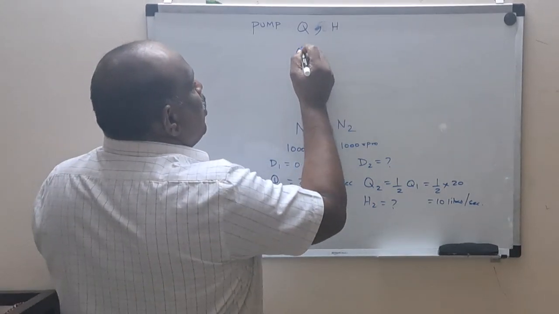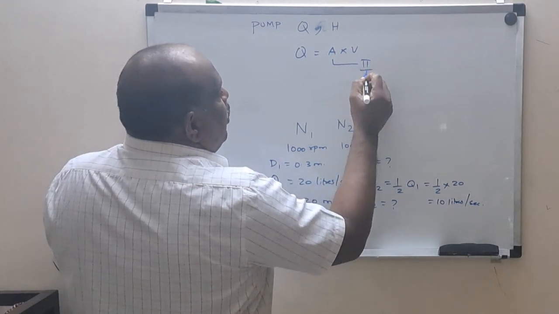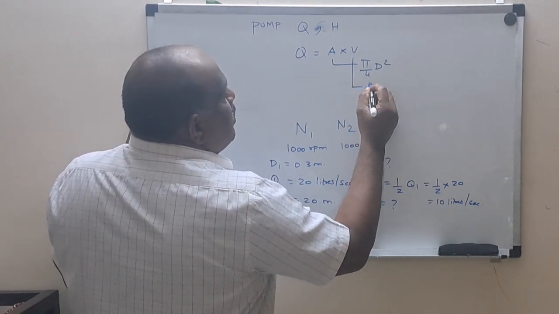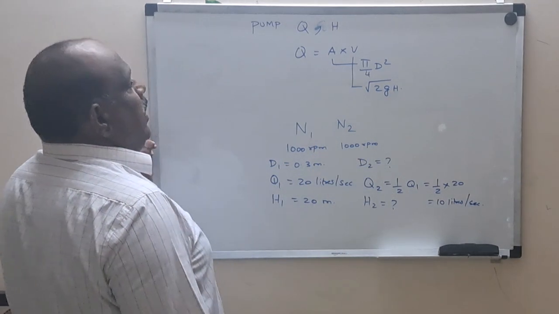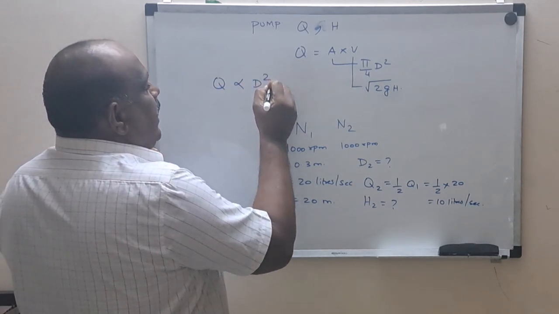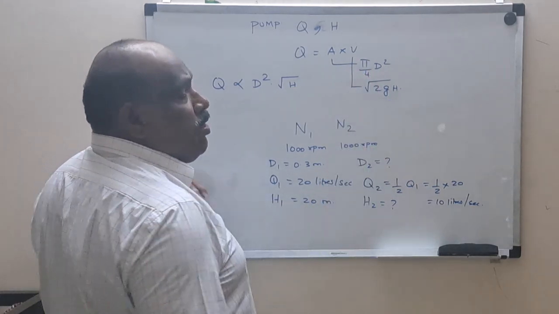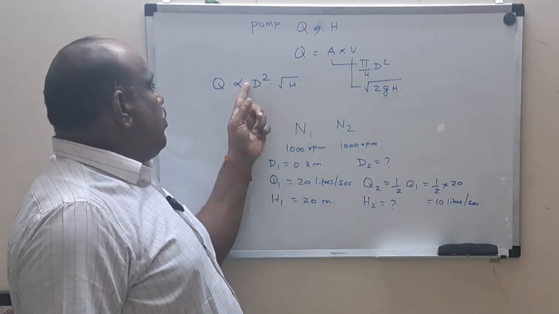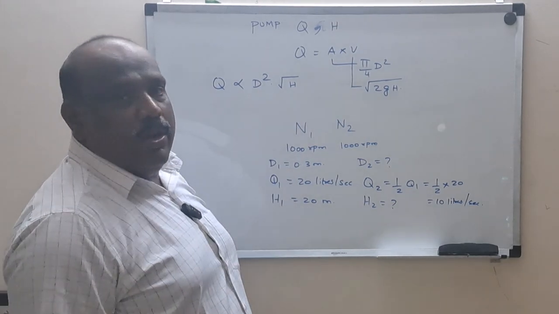Now Q equal to what? Area into velocity. What about area? Pi by 4 d squared. What about velocity? Velocity is nothing but the fluid velocity, which is square root of 2gh. Now what I can write means Q is directly proportional to d squared into square root of h. What happened to this pi by 4 and square root of 2g? They are constant. Since I remove the constant and put proportionality, I am going to take only the variables. So Q will be directly proportional to d squared into square root of h.